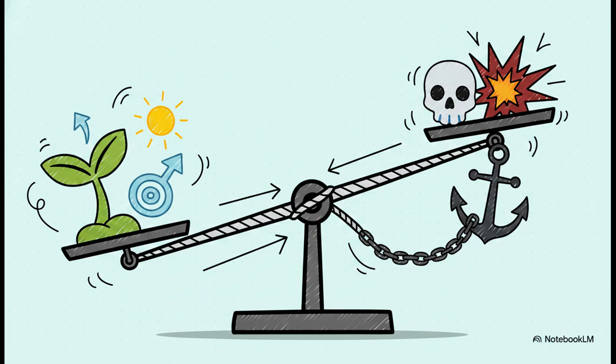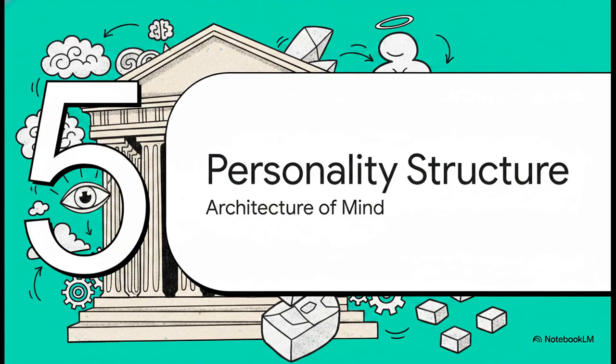But on the exact opposite side, we have the death instincts. This accounts for our aggressive drive, an unconscious wish to die or to hurt ourselves or others. According to Freud, managing this aggressive drive isn't just a personal hurdle, it's a major existential challenge for the entire human race. And that brings us to Section 5, the structure of personality, the architecture of the mind.